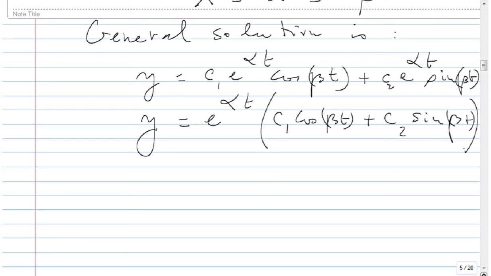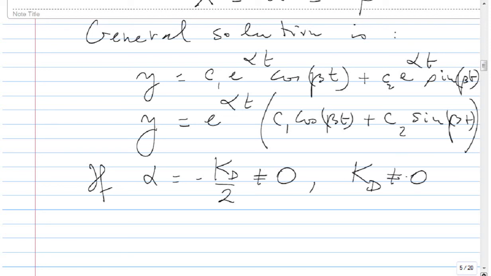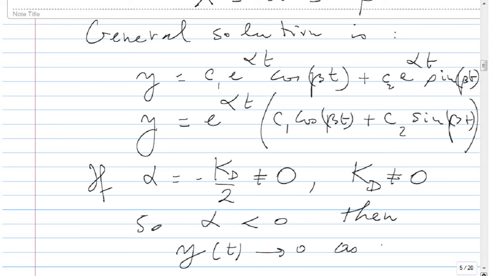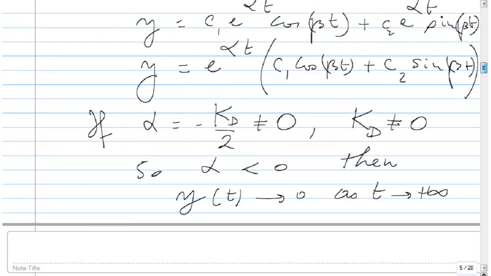So clearly, what's going to control the long-term behavior of y is alpha. Okay, so if alpha equal minus KD over 2 is not equal to 0, so in this case, KD is not equal to 0, yes? And since KD is positive, alpha is negative. And because alpha is negative, then y of t will go to 0 as t goes to plus infinity. So we are fine.